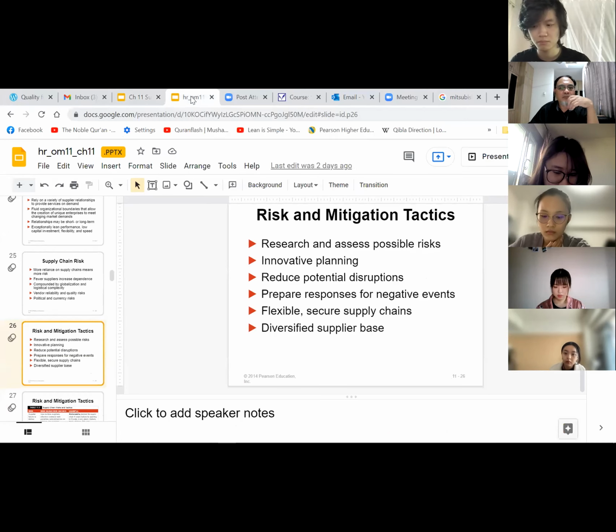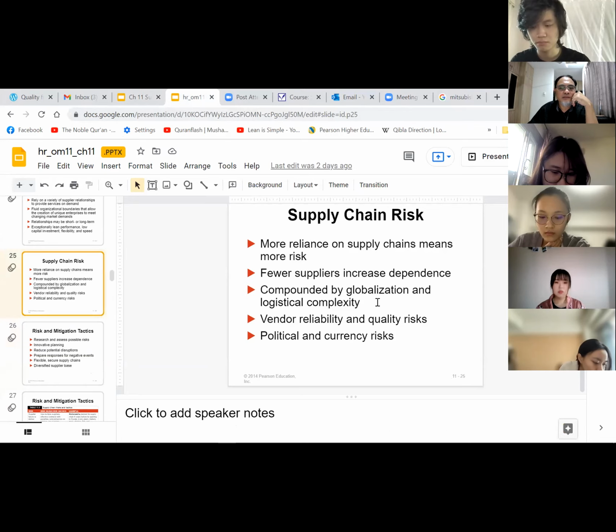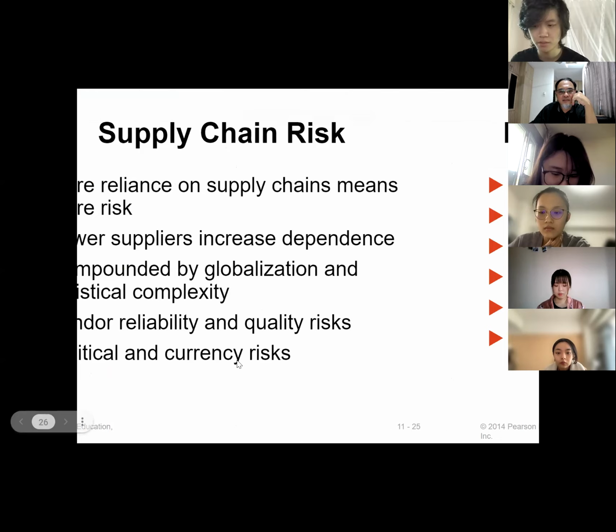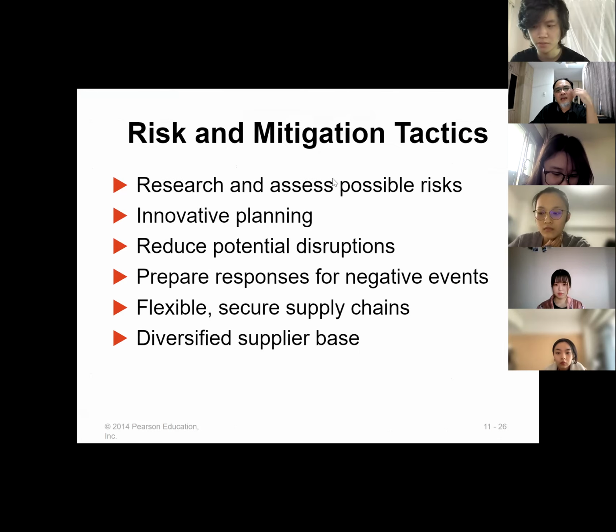So there's a lot of things about risk. Probably I will just go through some of the materials from the slide, just a little bit. So more reliance on supply chain means more risk. Fewer suppliers increase dependence, which means higher risk. And there are political and currency risks. So we need to have risk and mitigation tactics.